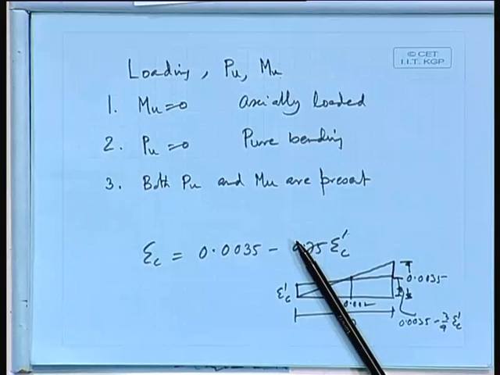So, what value of Pu and what value of Mu? If Pu is more, it does not mean that there is a linear relationship between Pu and Mu. So you have to do a certain kind of trial and error, and find out at what percentage of steel both Pu and Mu are satisfied, for what percent of steel and what section.